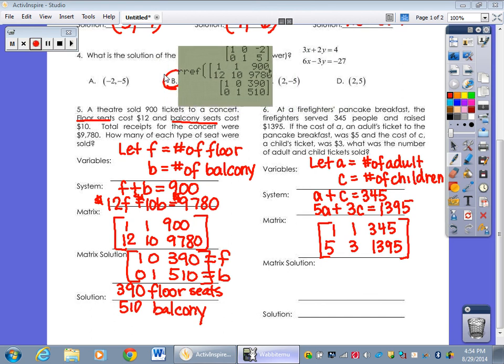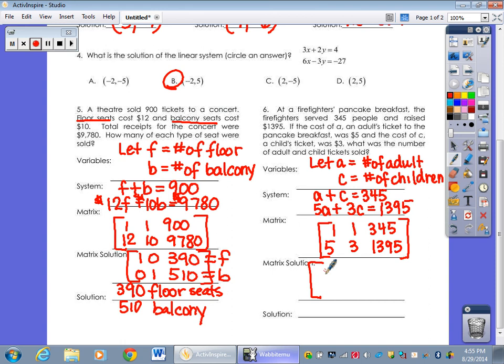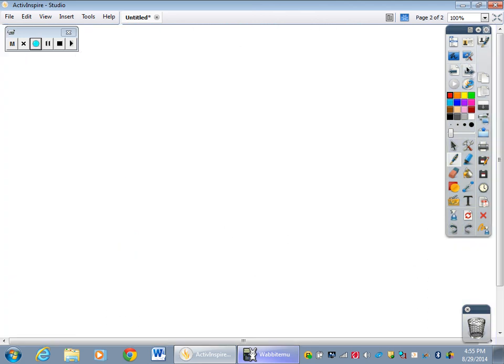Okay, so second x to the negative 1, arrow up, up, up, up, up. Alpha zoom. Got 1, 1, 345, 5, 3, 13.95. So 180 will be our first column variable, and 165 is our second column. So since A was in our first column, adult was equal to 180, and child was equal to 165. And we are done.